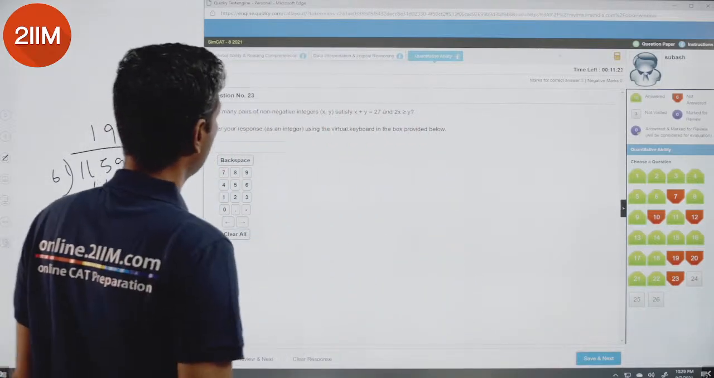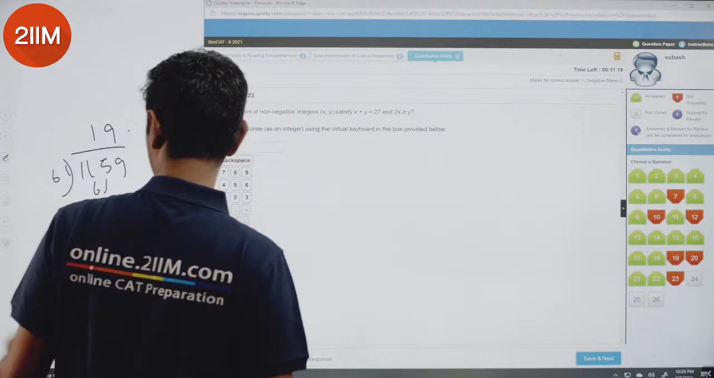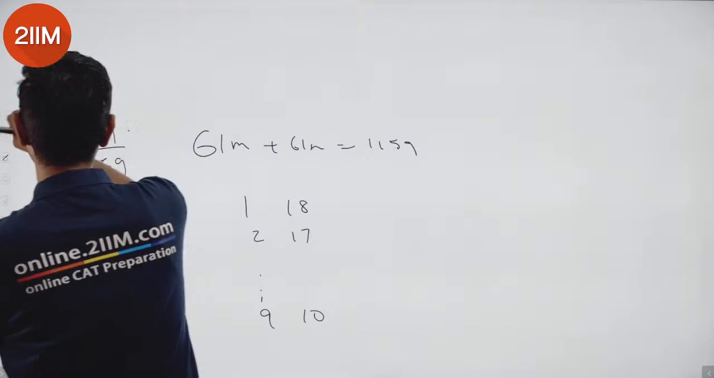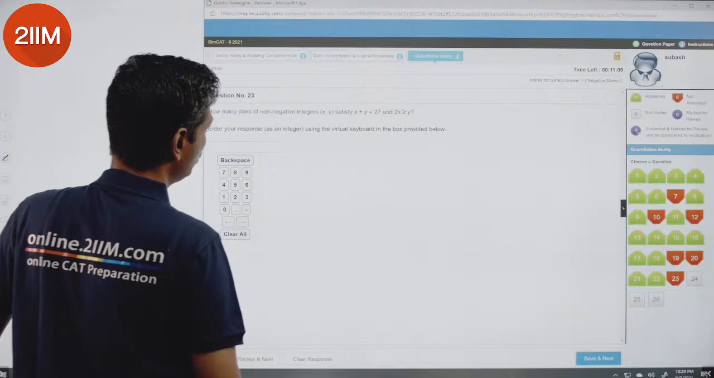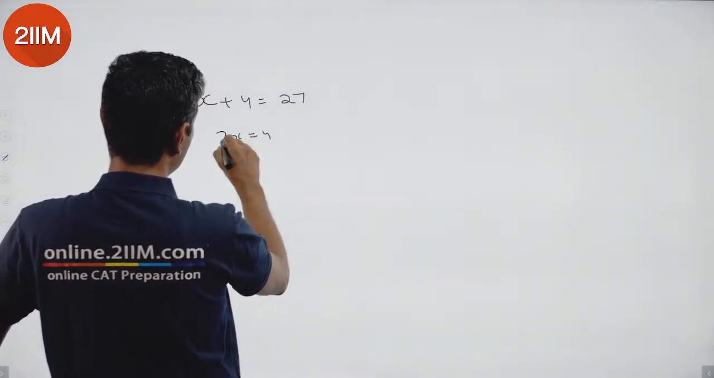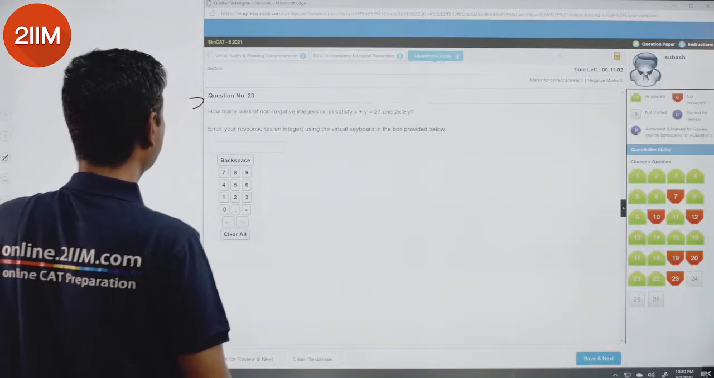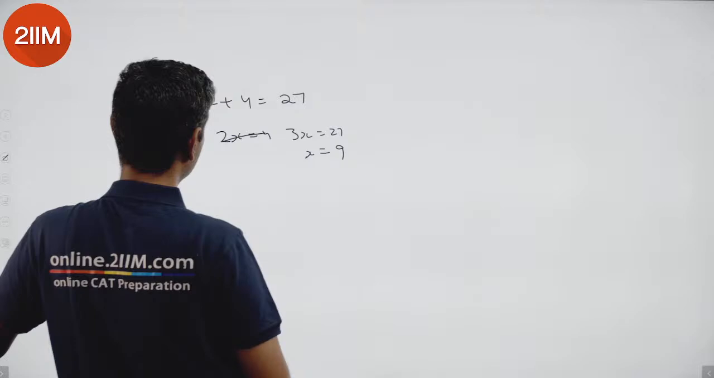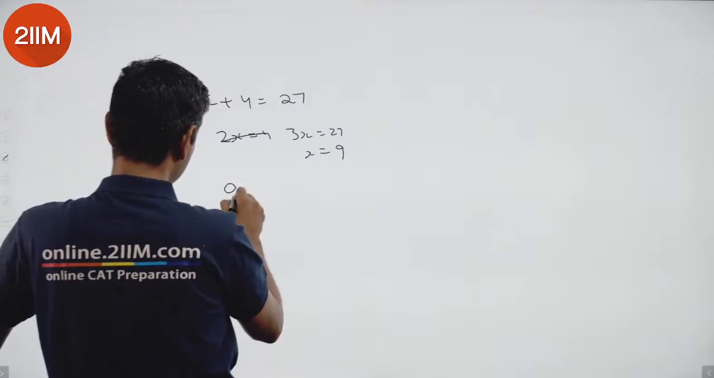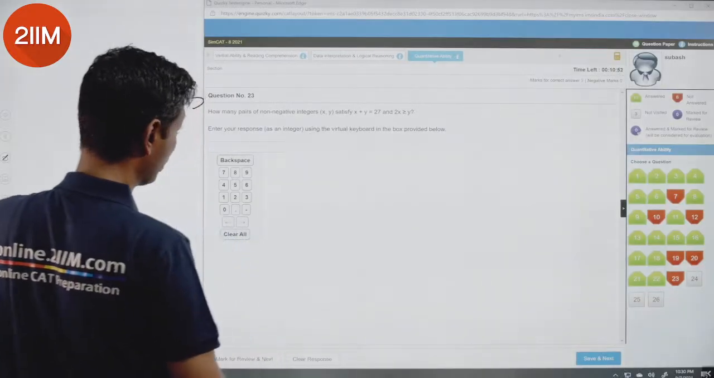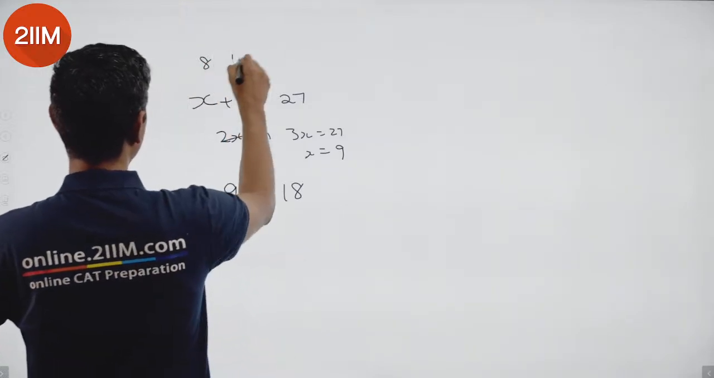x plus y equal to 27 and non-negative integers. 2x is greater than or equal to y. Again, very doable. x plus y is 27. If 2x equals y, we have 3x equal to 27, so x is 9. 2x is greater than or equal to y. So I can have x is 9, y is 18. That works. 9 and 18 works. 8 and 19 won't work.